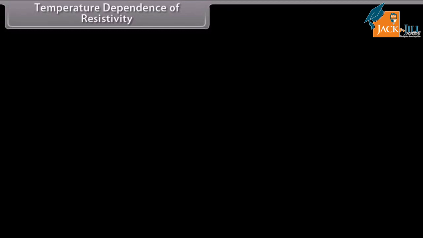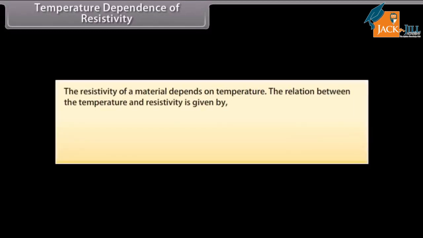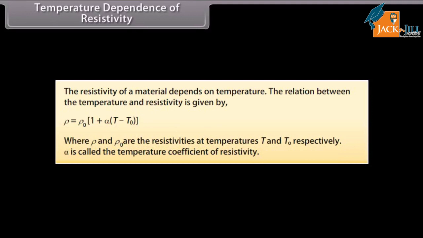Temperature dependence of resistivity. The resistivity of a material depends on temperature. The relation between the temperature and resistivity is given by ρ = ρ0[1 + α(T − T0)], where ρ and ρ0 are the resistivity at temperatures T and T0 respectively. Alpha is called the temperature coefficient of resistivity.